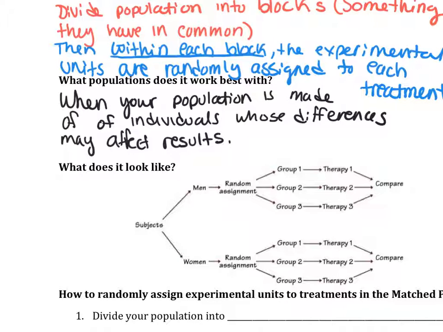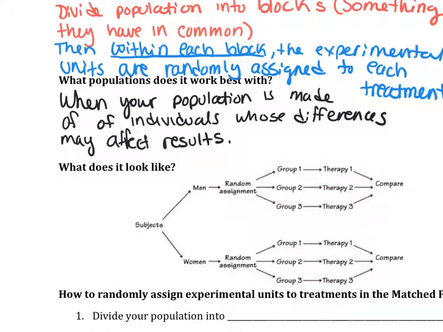And when you're assigning your blocks, it is helpful if you have the same number of individuals in each block, but it's not necessary. So for example, with the one below, when we split it up into males and females, if you just don't have the same number of males and females in your experimental units, that's fine. It's just something that's recommended, but if it can't happen, that's okay.